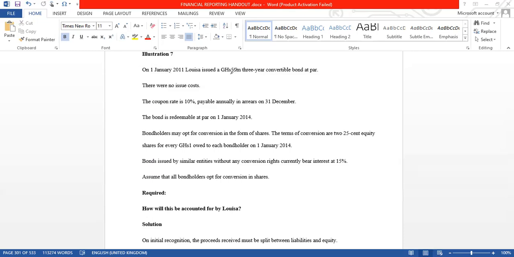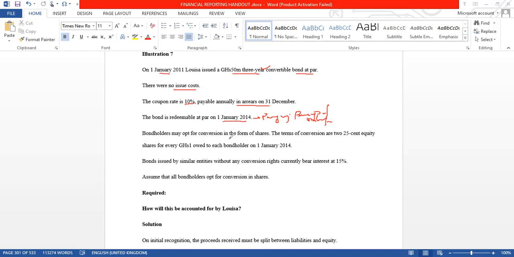Okay, so we have Louisa issuing 50,000 for 3 years, convertible for that part. There were no issue cost. Coupon is 10%, payable in arrears. Bond is redeemable at par at this date, so you need to check here to here. But they told you it's 3 years. It means you need to add the 4th year, paying the principal only. Unlike the other example I just did, where there is no date for this thing.